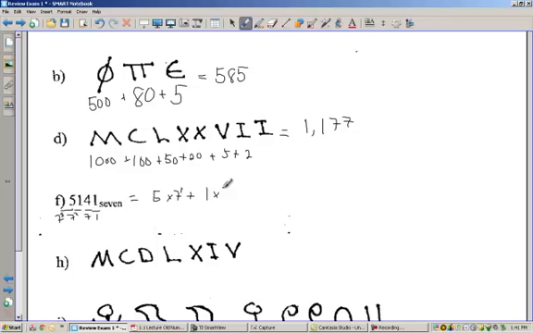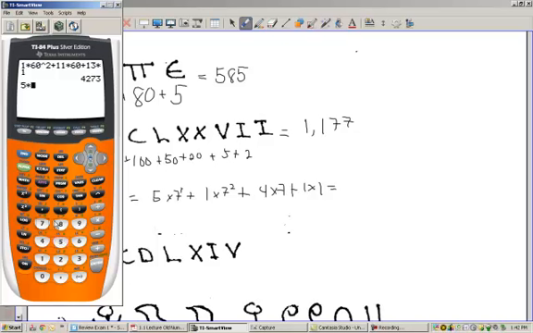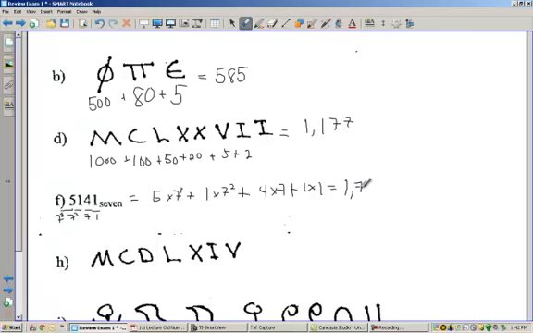plus I have 1 7 squared, and then plus 4 7s, and then plus 1 times 1. Okay. And so I can take out my calculator and crunch this number. So I have 5 times 7 raised to the 3 plus 1 times 7 raised to the 2 plus I have 4 times 7 and then plus a 1 times 1. And I get my answer of 1,793. Alright, so 5141 base 7 represents 1,793 things.